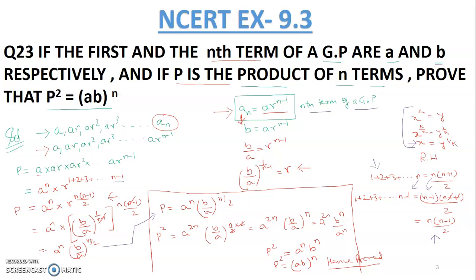Now I am taking the square, because you have to show P squared. If I take the square here, then I have to take the square here also: 2n, and this is into 2, so the 2 and 2 cancel. What is left? n. So a raised to the power 2n into (b by a) raised to the power n. Now open the bracket: b^n upon a^n. Here it is division, students, and the base is a, so the powers will be subtracted: 2n minus n is equal to n. So that is why a^n has come, and b raised to the power n. Together I can write P squared is equal to (ab) raised to the power n. Hence proved. So in this way we will solve this question.